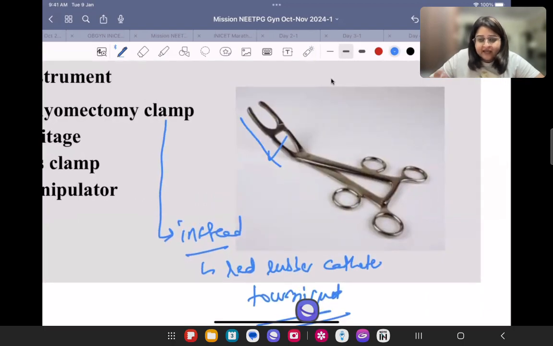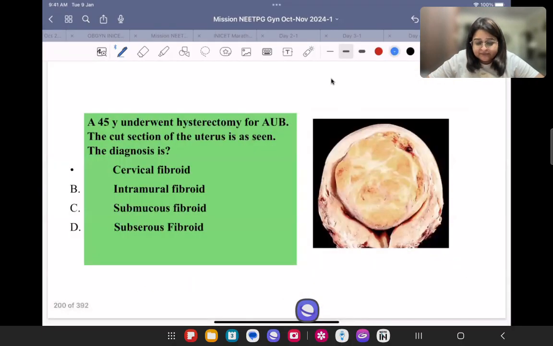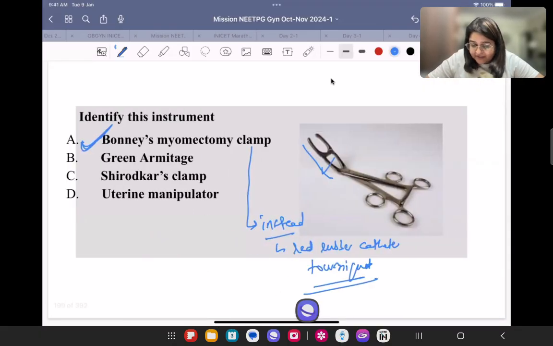Okay. No, it is not straight. It has this slight angulation because it has to be applied in the pelvis, so it is a little angulated, otherwise if it is straight you will not be able to go deep inside the pelvis. Red rubber catheter. You have seen a red rubber catheter, right? Like a Foley's catheter, but it's just a simple pipe. You can even use a Foley's catheter for that matter. Something to just tie around the uterus. Okay.